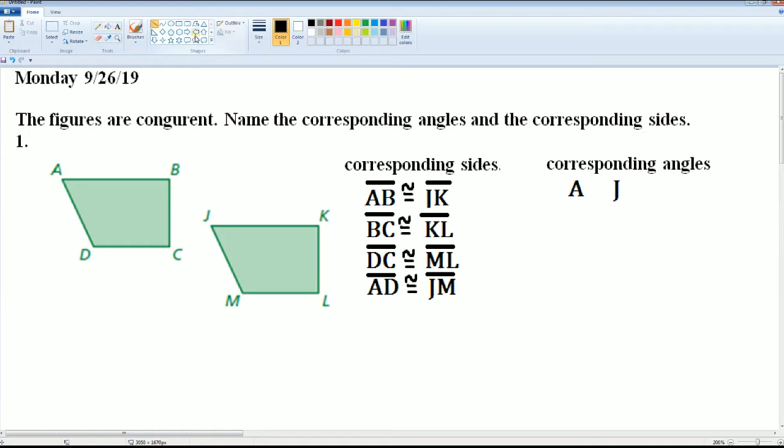Let's see if I can have the symbols. That looks like a good angle symbol. Oh, it seems like we need a little bit more room. So angle A is congruent, or corresponding, to angle J. They're the same, so we have those squiggly lines.